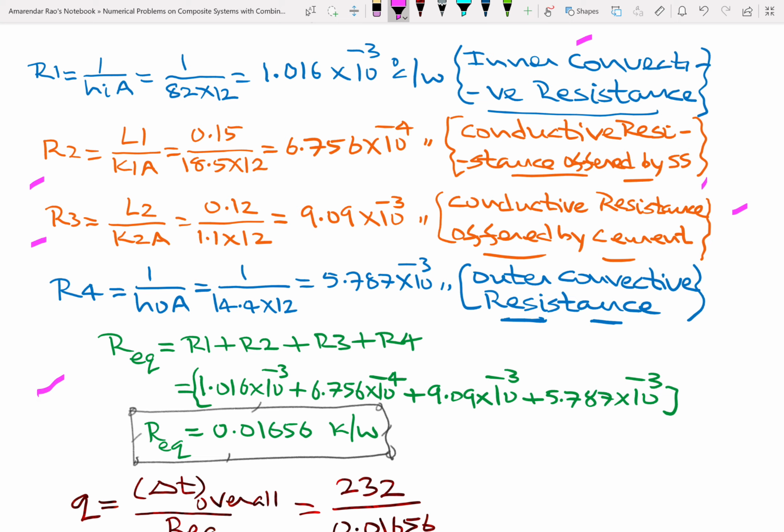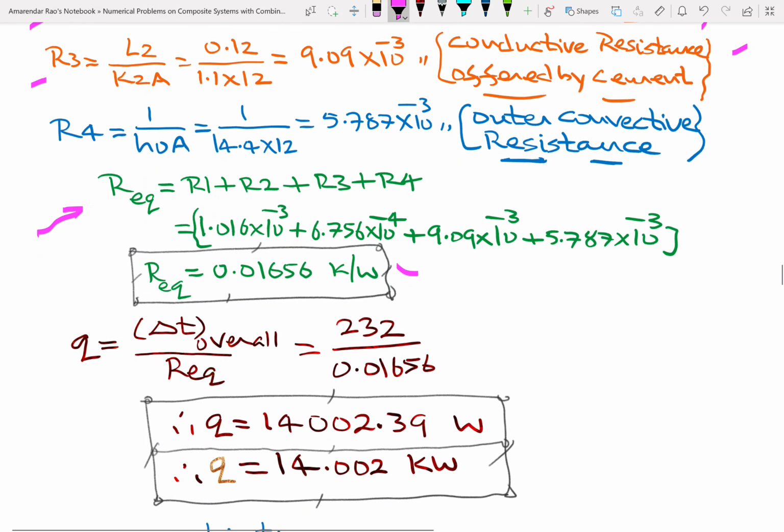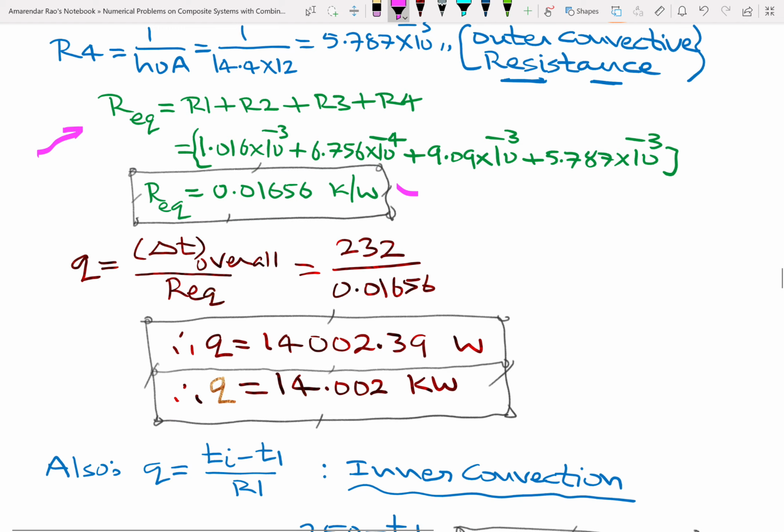Then as I was telling, since all these resistances are operating in series, put them together to get the equivalent resistance, which is going to be 0.01656. Then we know Q as del T overall by R equivalent. If you substitute the data, it's going to be 14002.39 watts, divided by 1000 to get in kilowatts, 14.002 kilowatts. This is the first part of your problem.